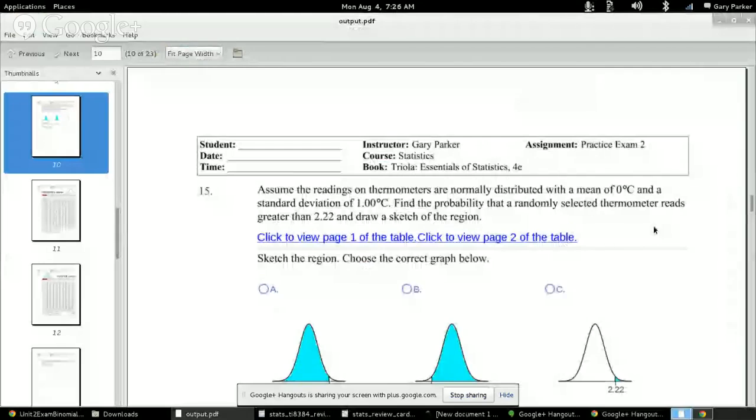All right, we're going to look at a few normal distribution problems. So I have a copy of the practice test we're going to work with. Take a look at number 15.